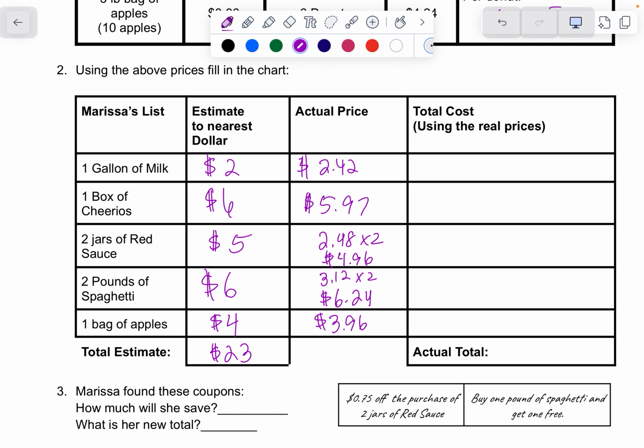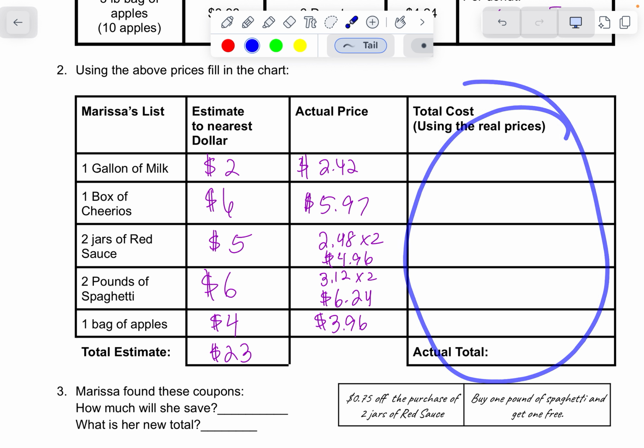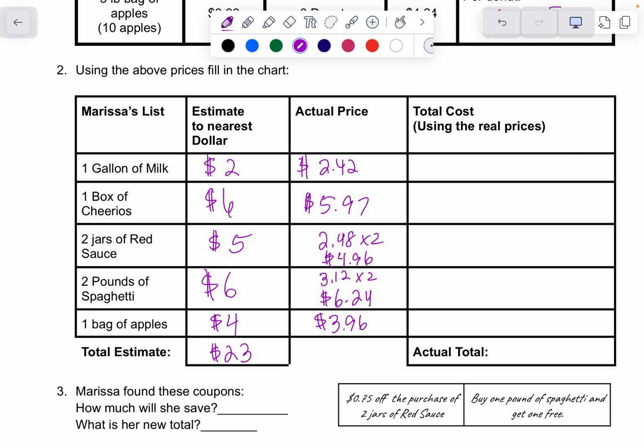So we should expect that this column is going to be close to 23. It might be a little above, a little below, okay? So the total cost, we're going to total as we go. So 242, that's the first thing, okay? Now let's do 242 plus 597. We're going to do a running total. So that's 839. So if we just bought the milk and the Cheerios, we would be up to 839.